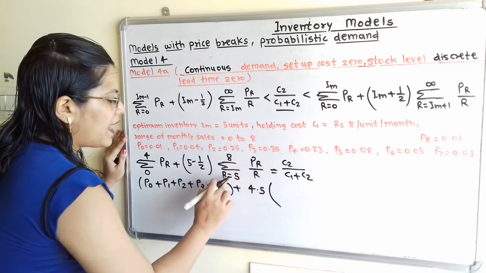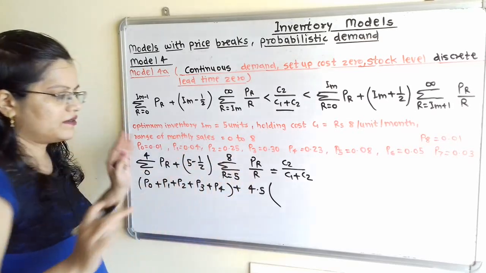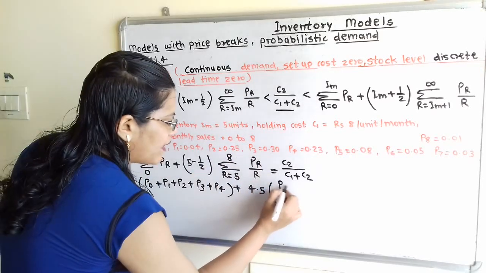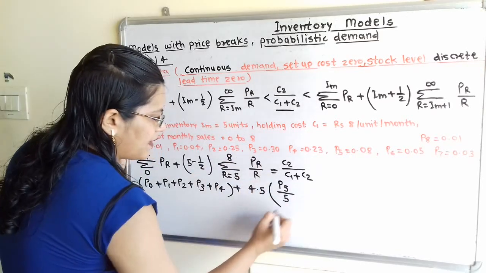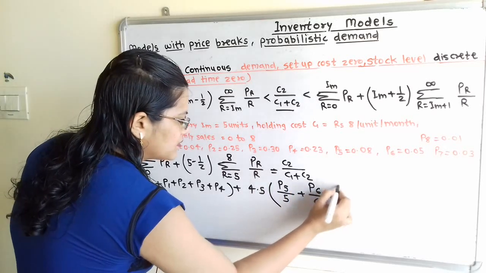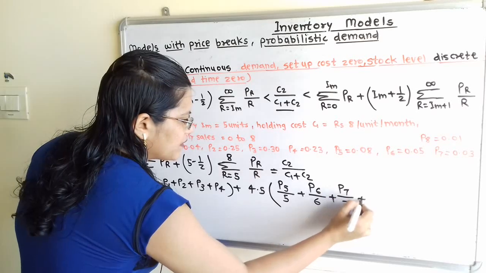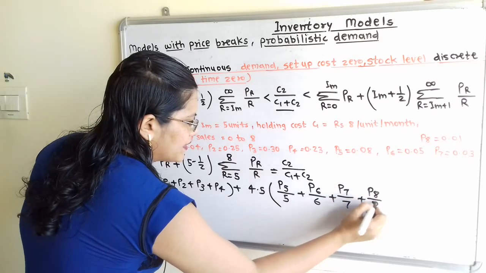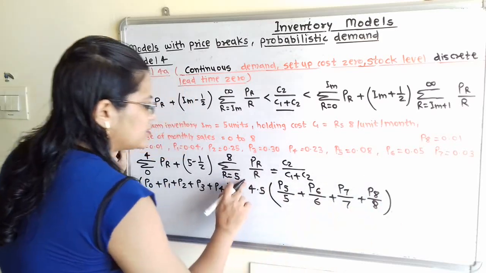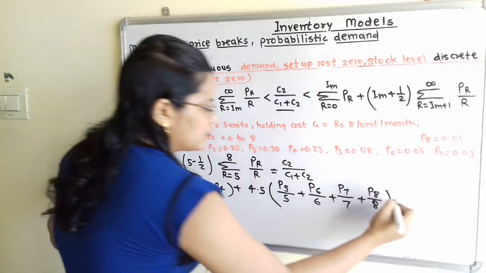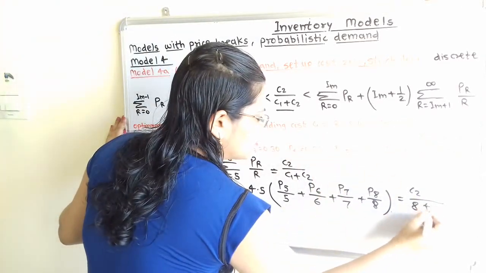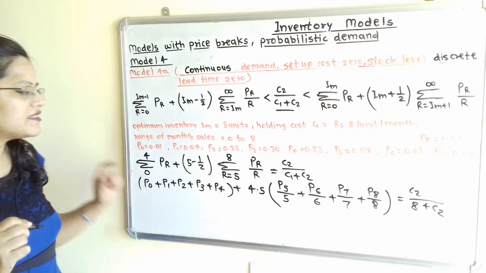Now P_R by R, but R is from 5 to 8. So first I will take 5. So P_R, that is P5 divided by R, that is 5, plus now P6 divided by 6 plus P7 divided by 7 plus P8 divided by 8. So we have to finish up to this, because the range is from 5 to 8, which is equal to C2 divided by C1, C1 is 8, plus C2. Now we will simply put the values.